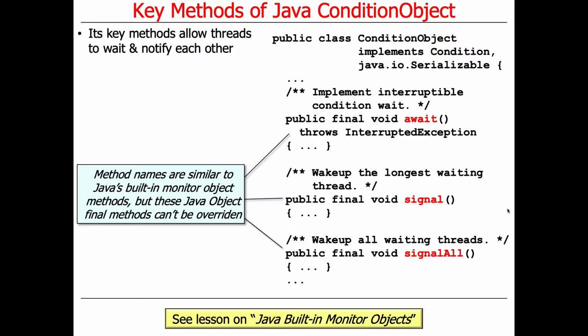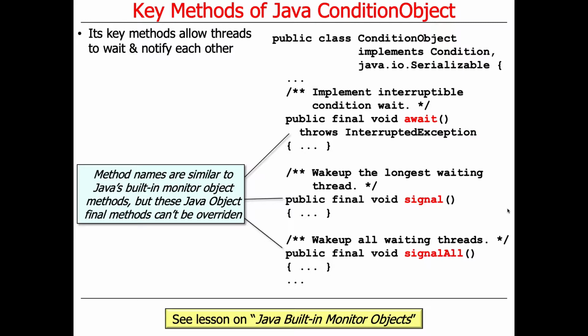Now, ironically, these names are similar but not identical to the wait, notify, and notify all methods that are defined on Java's built-in monitor objects. And that's a little bit confusing, and I'll talk more about just how confusing it can be later. You might ask the question, why did they go to the trouble of having different names if they do more or less the same thing?